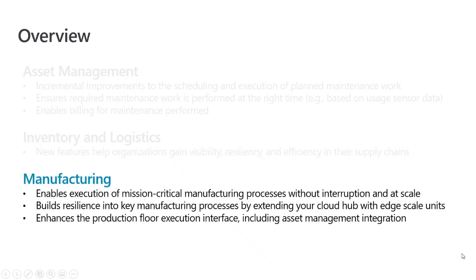In the manufacturing area, the first 2 bullet points listed here are related to our cloud scale unit offering. So the first one that mentions enabling the mission critical manufacturing processes without interruption and at scale. That's that cloud scale unit architecture. And then the second bullet point about building resilience by extending the hub with edge scale units relates to those edge devices that are hosted on-prem.